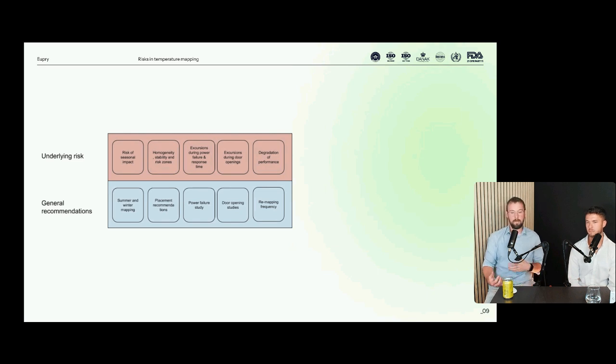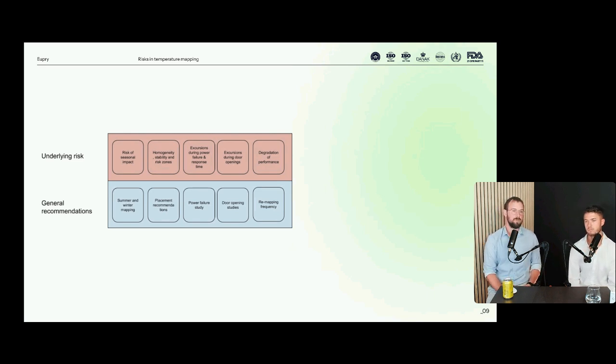As an example, one of the things described in these different guidelines is that you need to perform a summer and a winter mapping. But in order to apply a risk-based approach, you need to understand why they recommend summer and winter mappings. In this case, it's because there's a risk that seasonal changes might impact the temperature, distribution, homogeneity, even compliance of your facility, your fridge, freezer, whatever it might be.